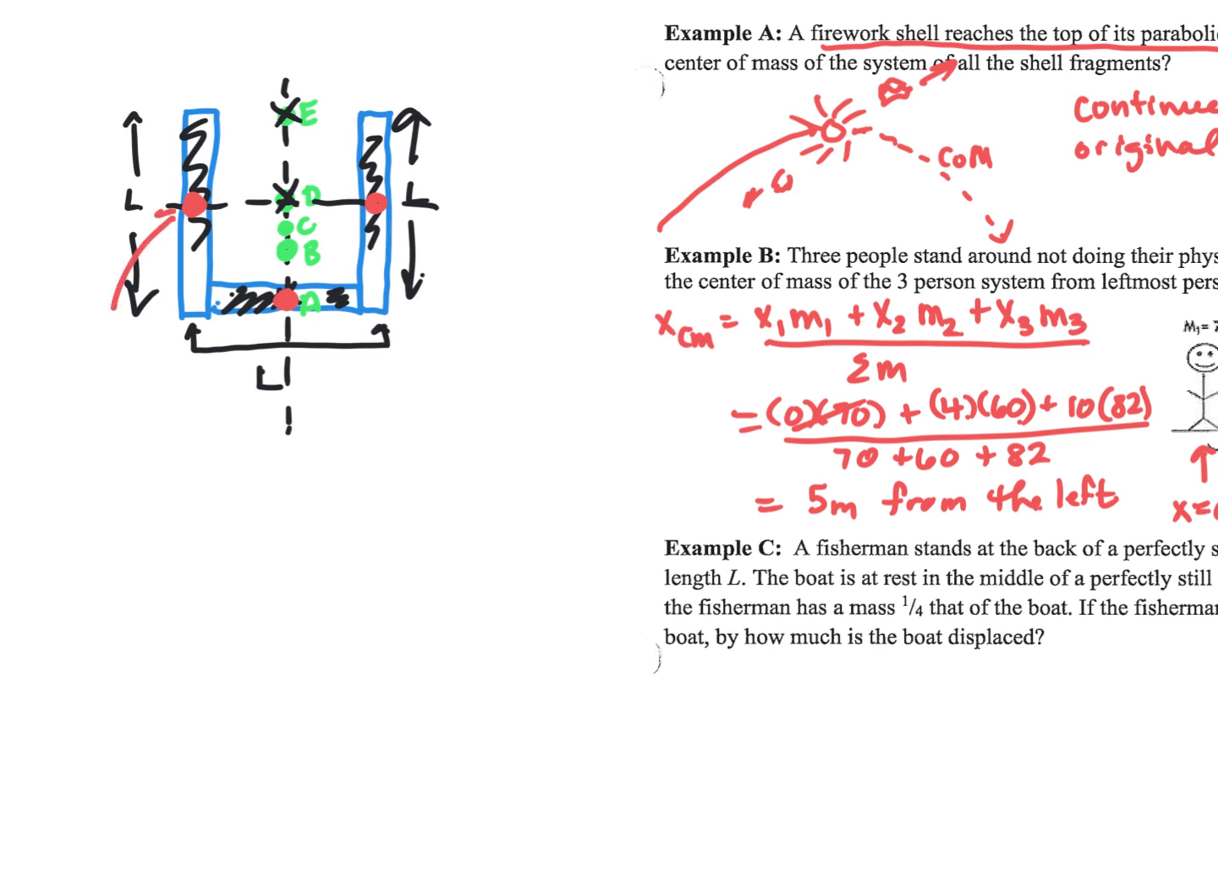So now I just need to know the location. The location of this guy is at 0, L over 2. The location of this guy is going to be at L over 2, 0. And the location of this guy is going to be at L over 2. Now I can actually find my center of mass in the x direction and the y direction. I know the x direction already. I mean, look at it, you've got L over 2 and 0. Easy enough. So let's talk about the y direction.